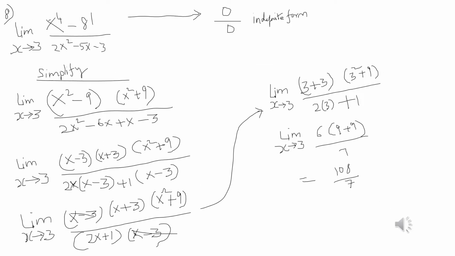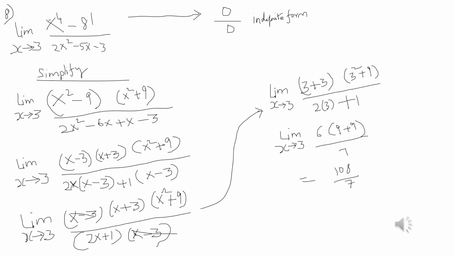Question number 8: limit x approaching 3 of the function x to the power 4 minus 81 divided by 2x squared minus 5x minus 3. When we directly substitute 3, again it gives 0 by 0, which is an indeterminate form, so we need to simplify this function. Simplifying, x to the power 4 minus 81 becomes x squared minus 9 into x squared plus 9, using the formula for a to the power n minus b to the power n.